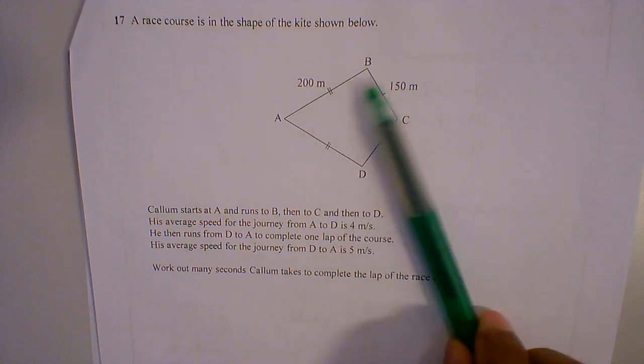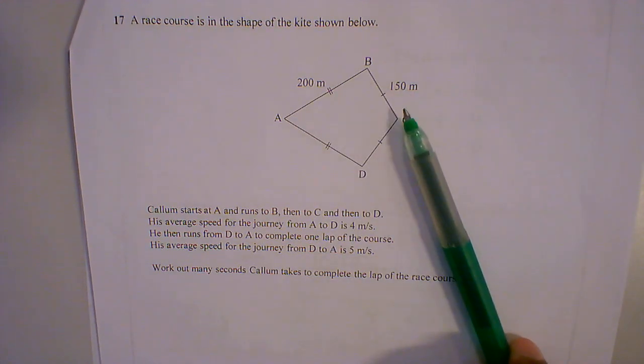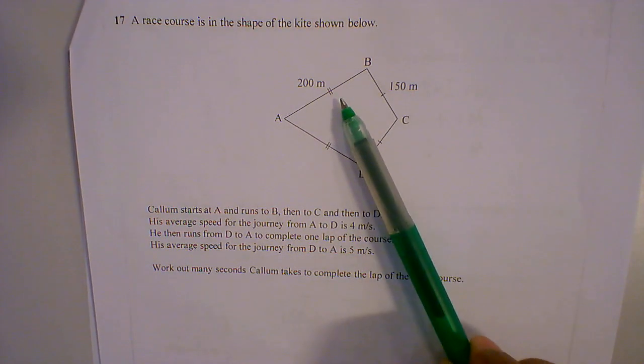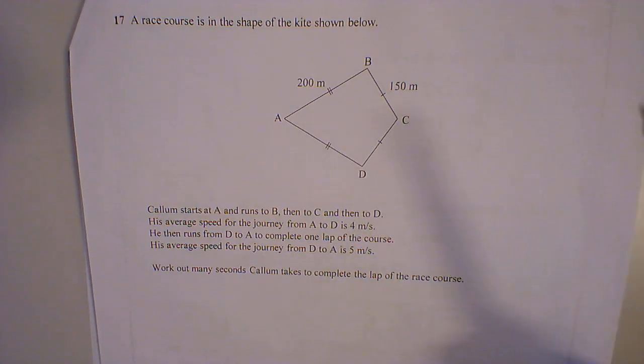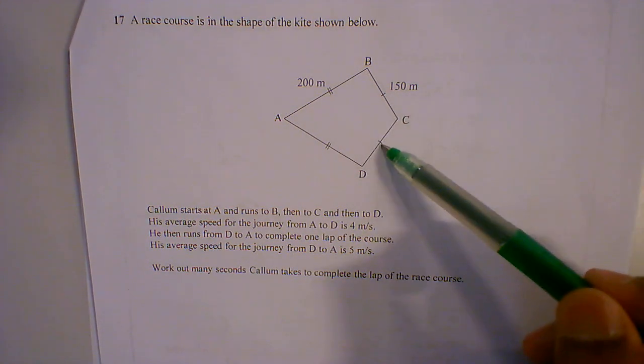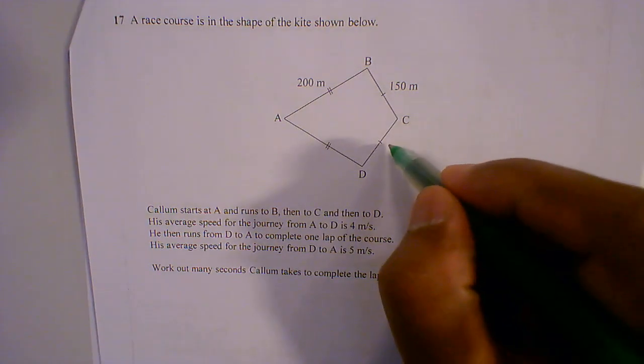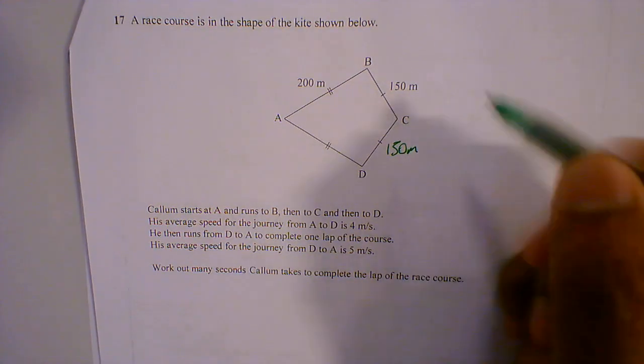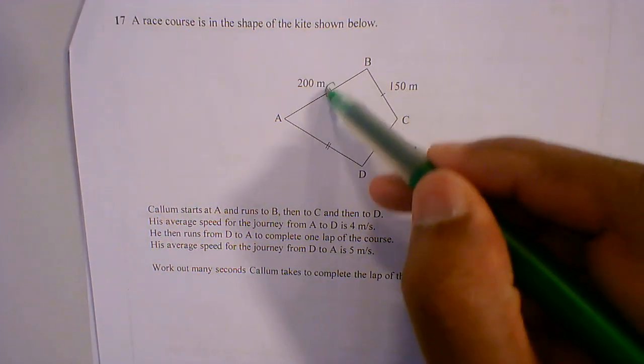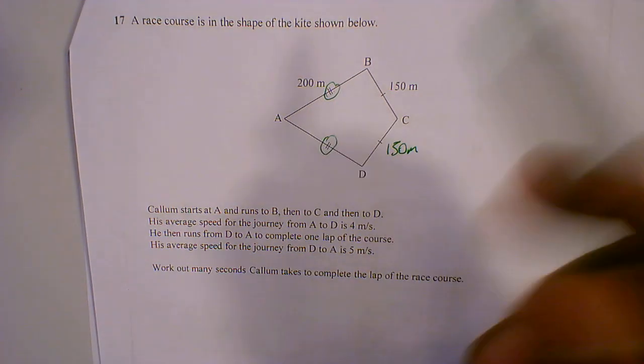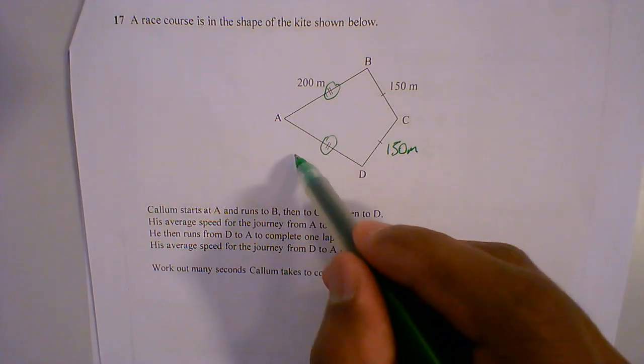I've got 200 meters, 150 meters, and then this is two lines and one line. That means they are equal. So this one line and this one line are equal, so I'm going to write here 150 meters. The two lines here mean this length and this length are also equal, so that's 200 meters.